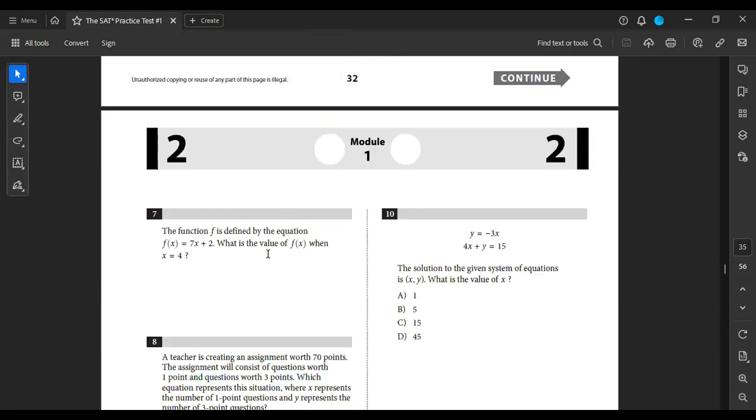The function f is defined by the equation f of x is equal to 7x plus 2. What is the value of f of x when x is equal to 4? Okay, so we substitute x for 4. 7 by 4 is 28. That's 30. Yes, George, thank you. The answer is 30, right?